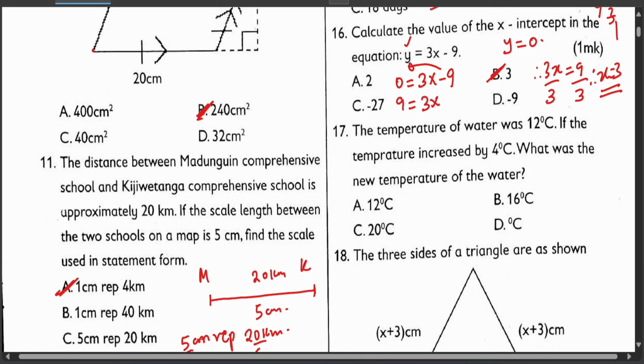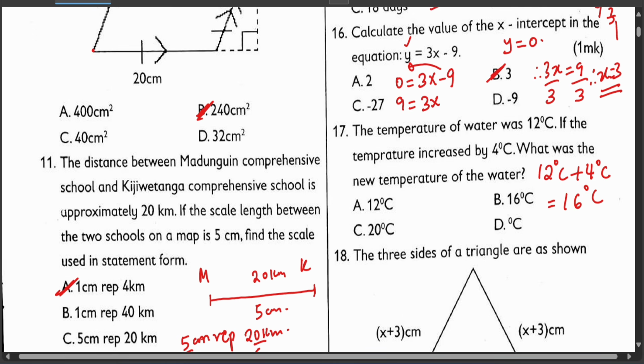The temperature of water was 12 degrees Celsius. If the temperature increased by 4 degrees Celsius, what was the new temperature of the water? So ilikuwa ni 12, uka increase na 4 degrees Celsius. So ukaongeza tu. So what was the new temperature of the water?